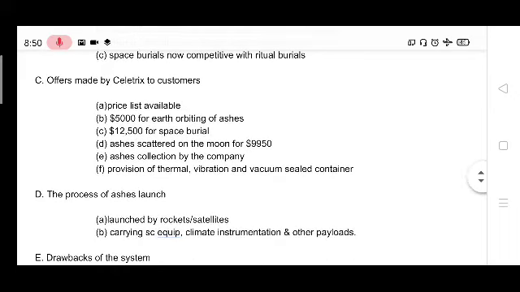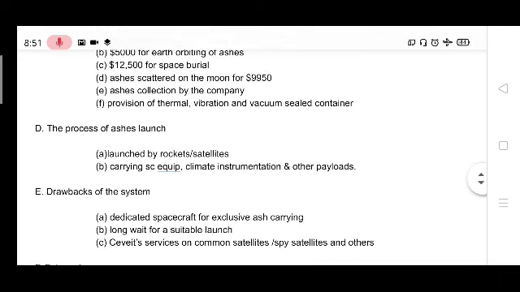Now, see, the third heading is about the company which is offering this service to its customers, Celestis. So offers made by Celestis to customers, and price list available: $5,000 and $12,500 for the space burial, ashes scattered on the moon for $9,950, ashes collection by the company. And there is also provision for thermal vibration and vacuum sealed container. The process of ashes launched by rocket satellites.